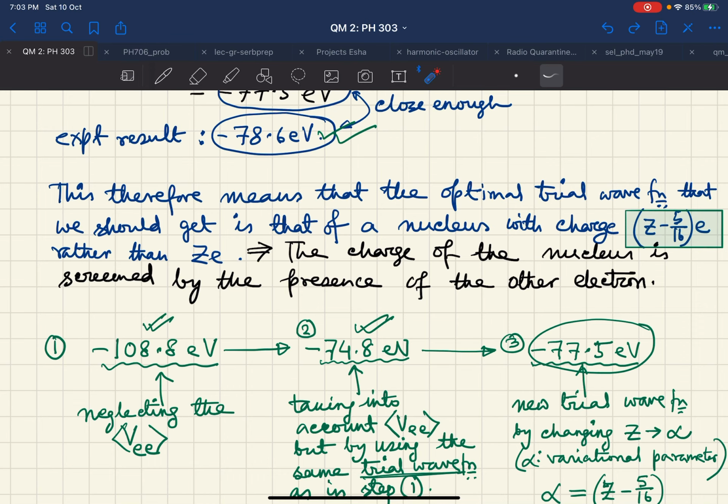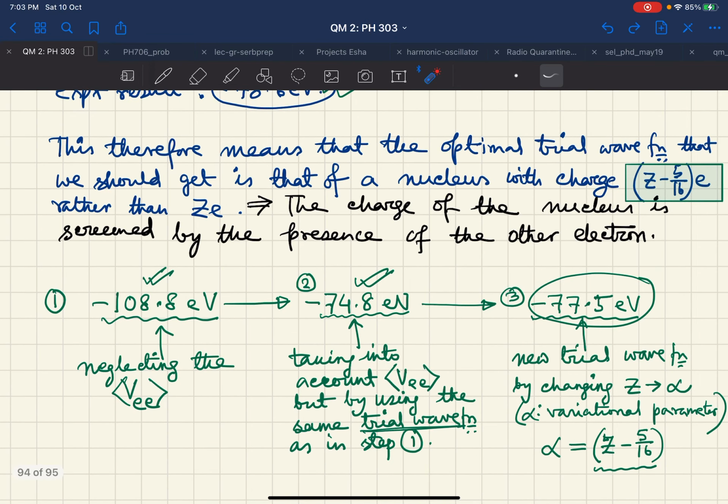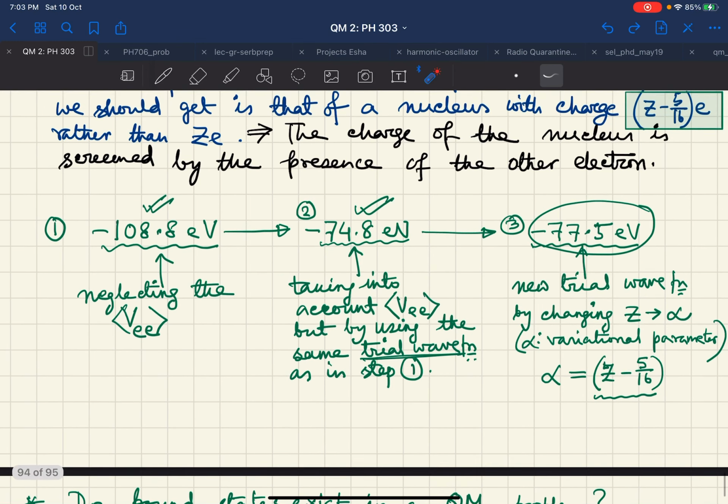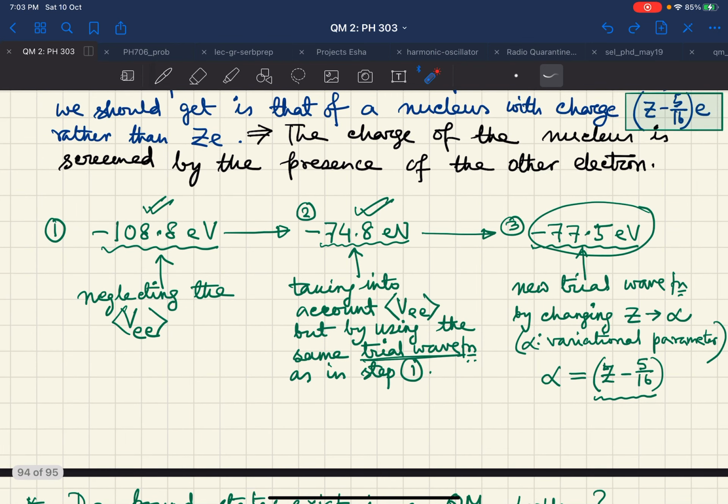The only thing is that using this trial wave function, by replacing Z with alpha, it means that essentially my nuclear charge is seen by the electron to be reduced, or shielded, because of the presence of the other electron in the orbit. So that's what gives you a concrete idea.